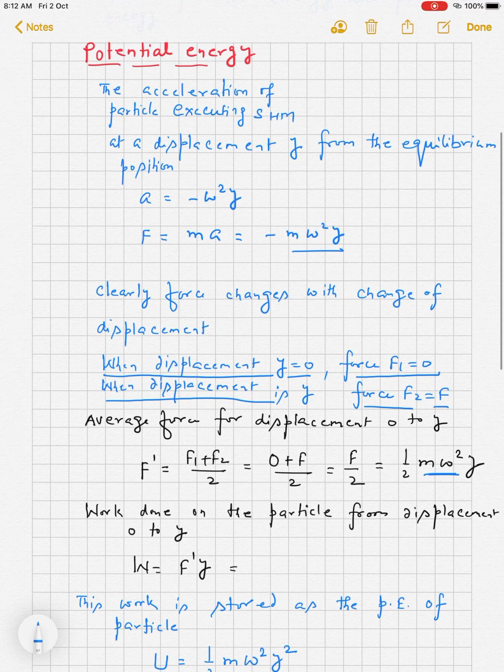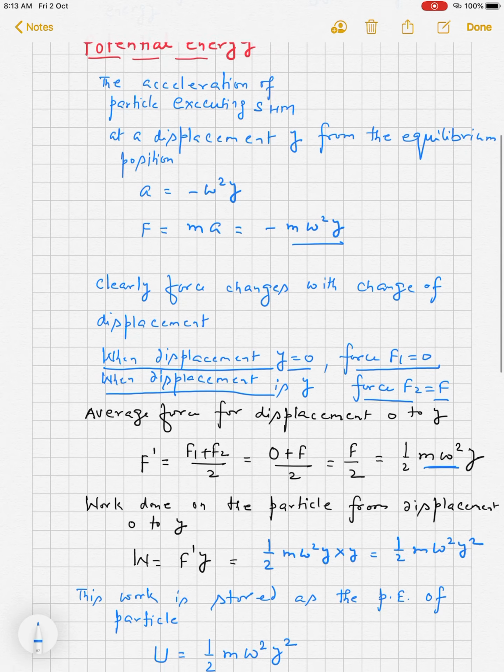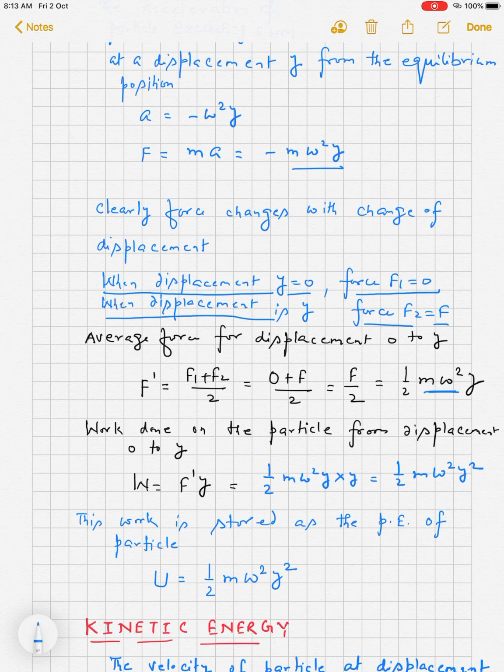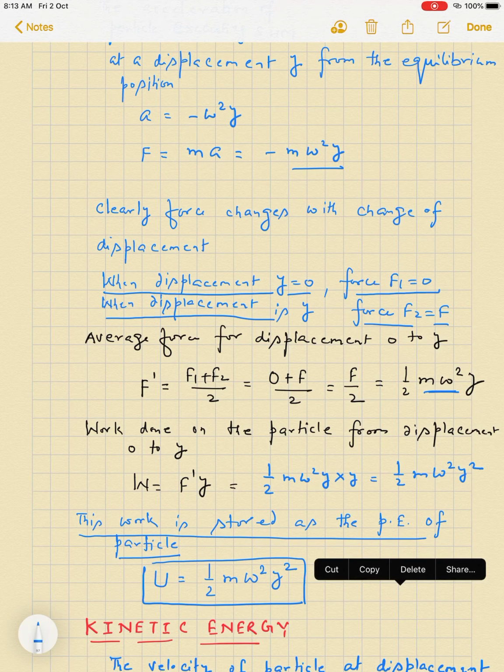So the work done on the particle from the displacement 0 to y is F dash times y. Putting the value of F dash, it is 1 upon 2 m omega square y multiplied by y, so it is half m omega square y square. This work is stored as the potential energy of the particle. So the formula for the potential energy of the particle executing SHM is half m omega square y square.